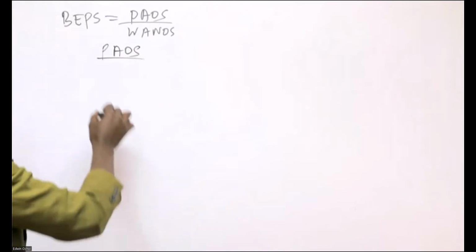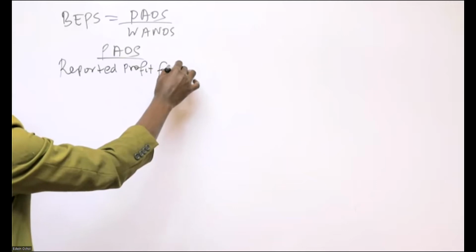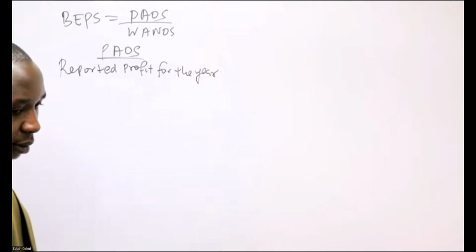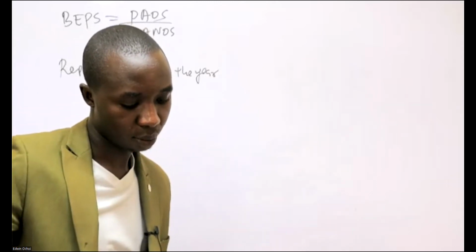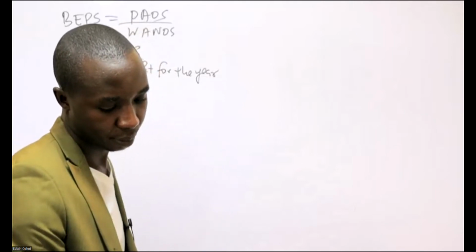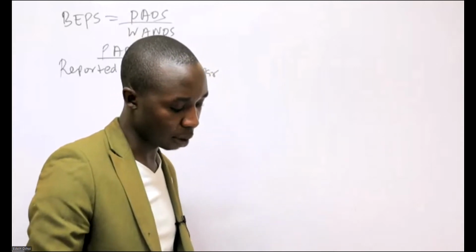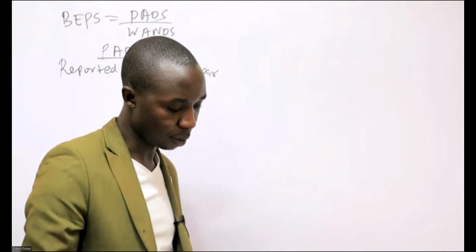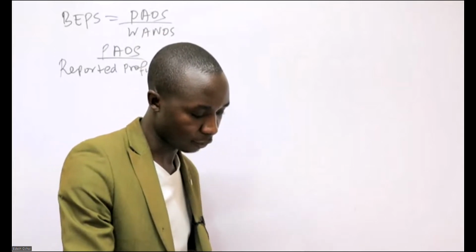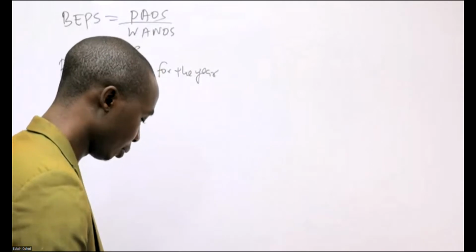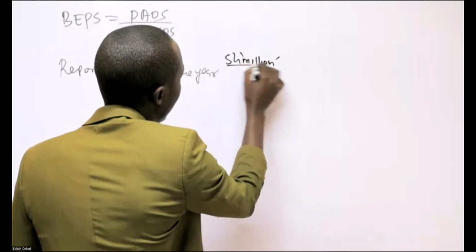So for the workings, we start from the reported profit for the year. Reported profit for the year is all about the profit after tax, which is something students confuse. So in addition to information number 1, they are saying the net profit for the period attributable to preference shareholders and ordinary shareholders of the company was shillings 14.6 million. So we say shillings in millions: 14.6.